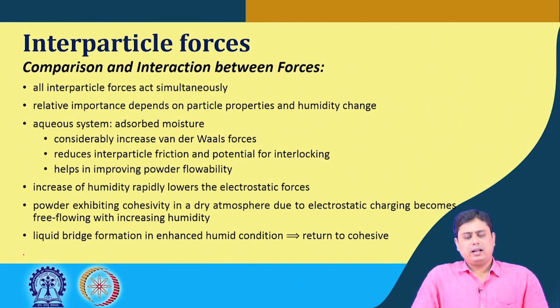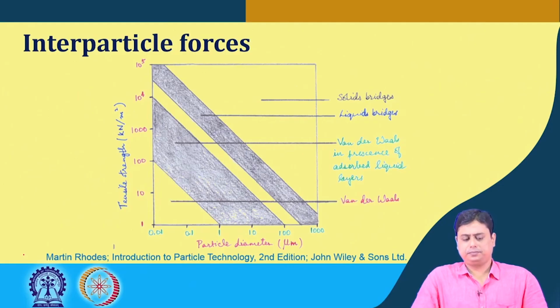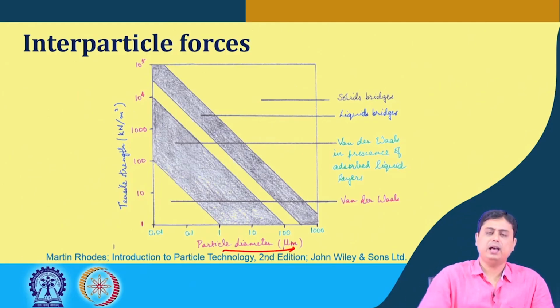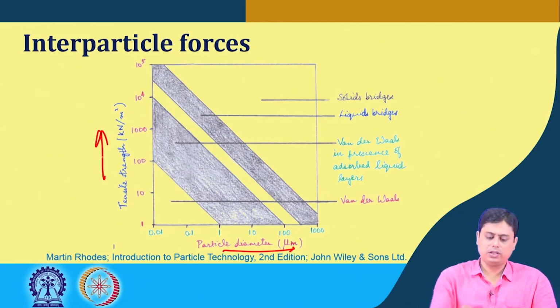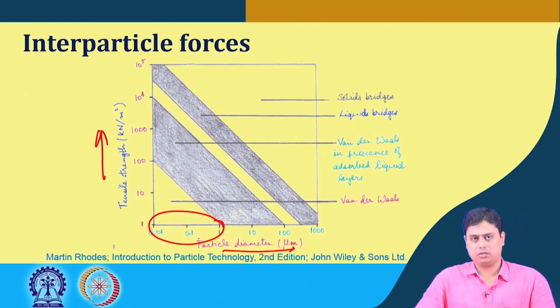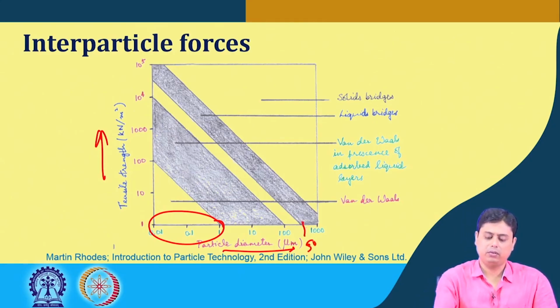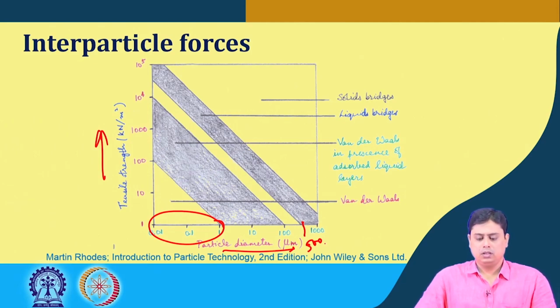So, that means there are several forces we have gone through. Now, we have to understand their relative importance, say in terms of the particle size. Here in the x axis we have the particle diameter in micron, and here the tensile strength for each of those forces. Now, we can see van der Waals is quite logically prominent when the particle diameters are around 1 micron or below. And the liquid bridges are there when the particle sizes are say beyond 500 micron. In between we have the van der Waals in presence of the absorbed liquid layer that we have seen.